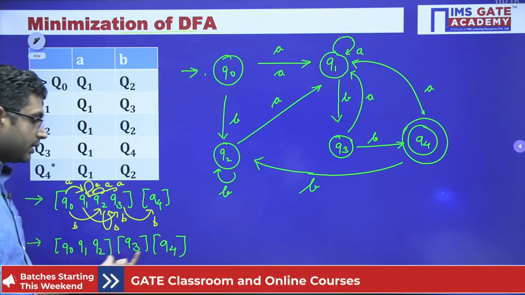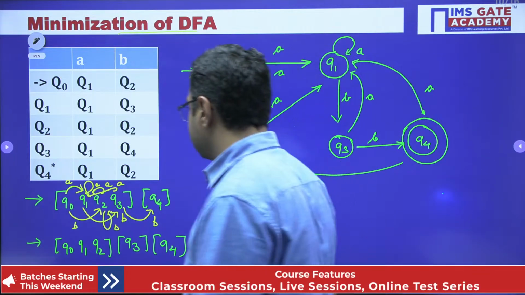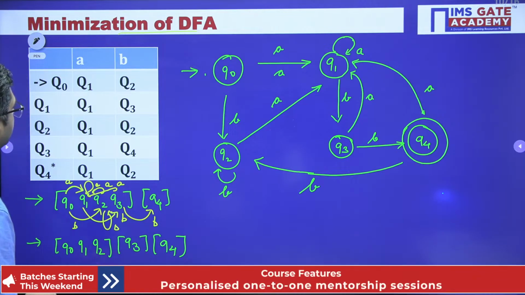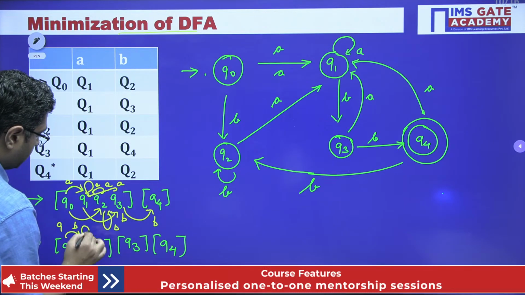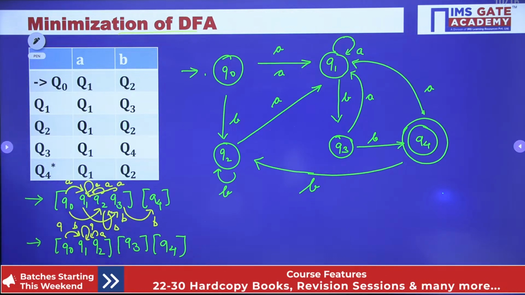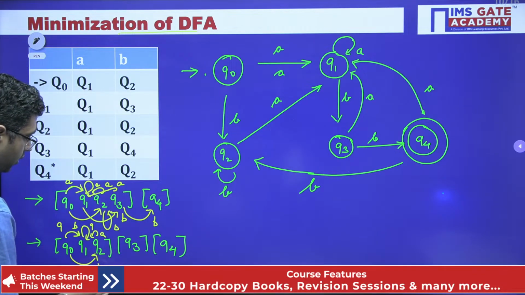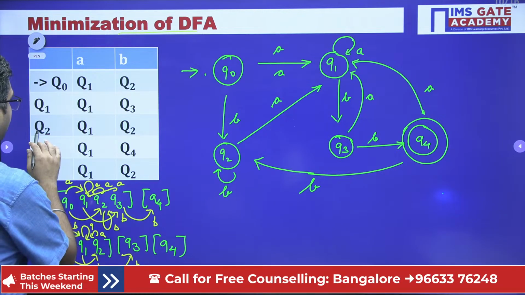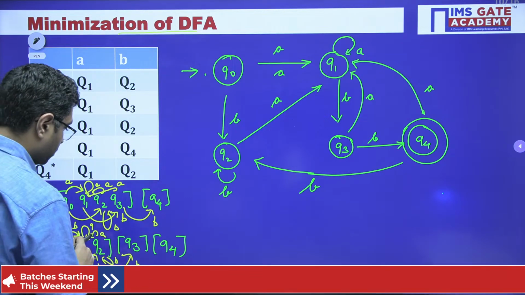Now let's try to find out the set behavior in this case. Let's see Q0 on A. Q0 on A goes to Q1. All of them on A go to Q1 only. So through A they will never have an issue. They will have the same set behavior. Let's see B. Q0 on B goes to Q2, Q1 on B goes to Q3, a different set behavior, and Q2 on B goes to Q2 itself, the same set behavior. So Q1 has a different set behavior.